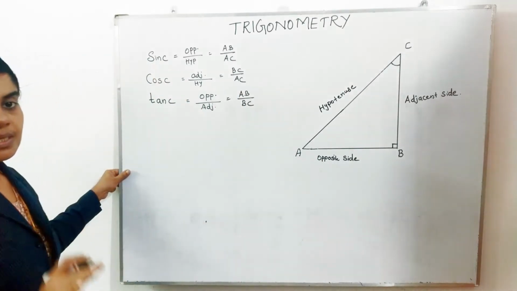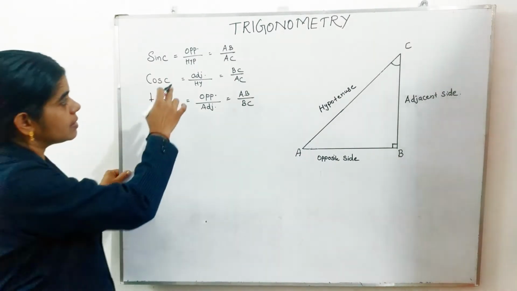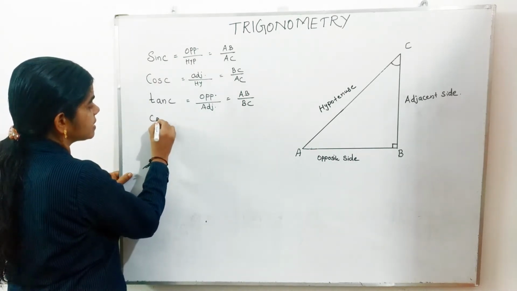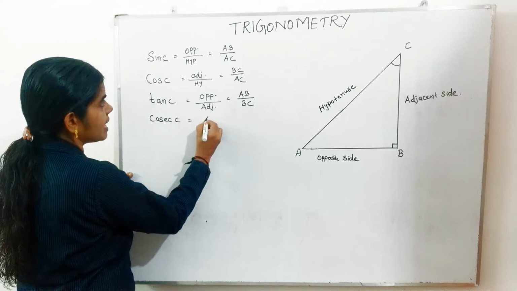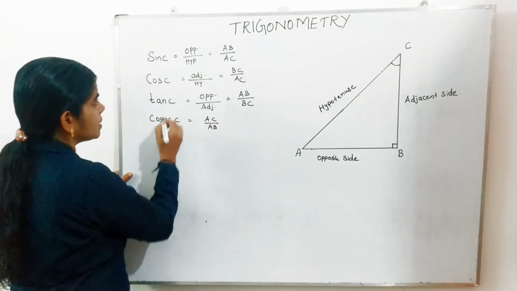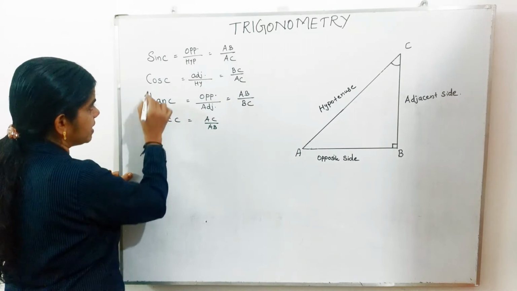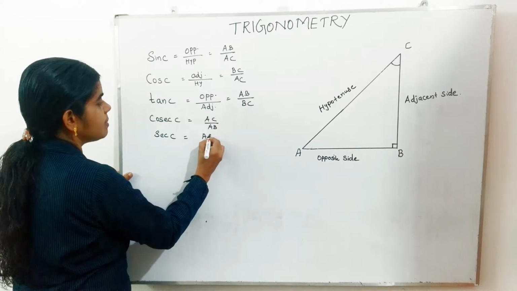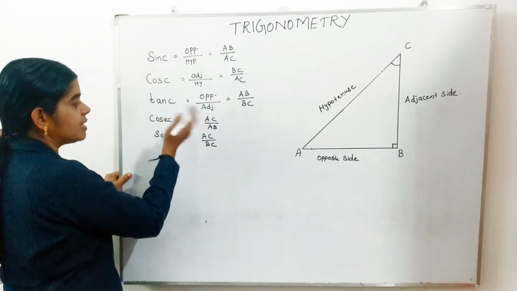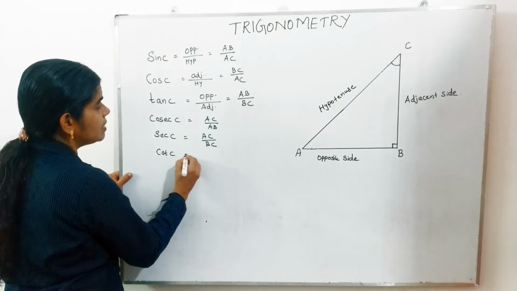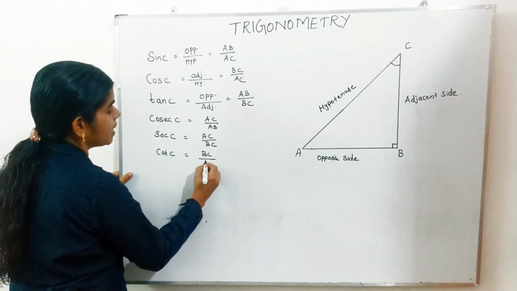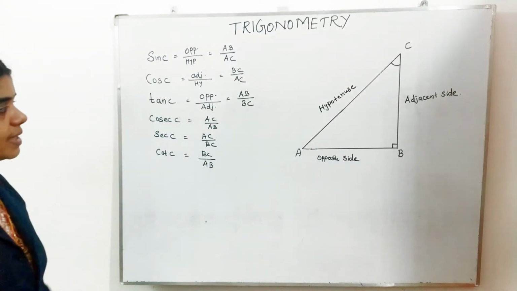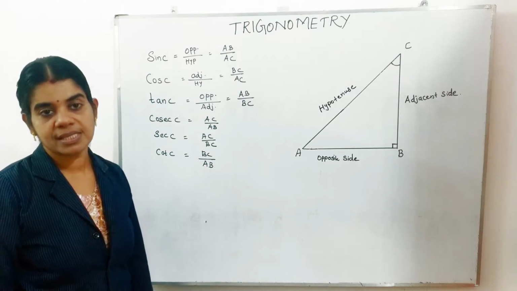Next, all will be its reciprocal form. Sin's reciprocal form will be cosec C. Cosec C will be AC by AB, that means hypotenuse by opposite side. Cos reciprocal will be sec C. Sec C will be AC by BC. Next, tan reciprocal will be cot C. Cot C will be BC by AB. Based on angle C also we have written 6 trigonometric ratios. I think you all got this. Now we can discuss some questions.